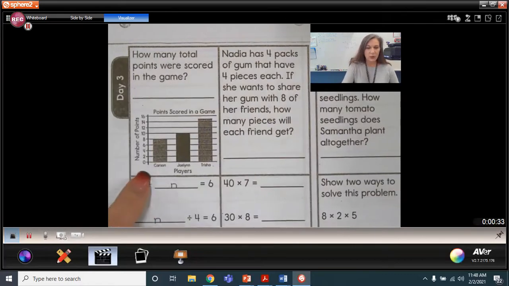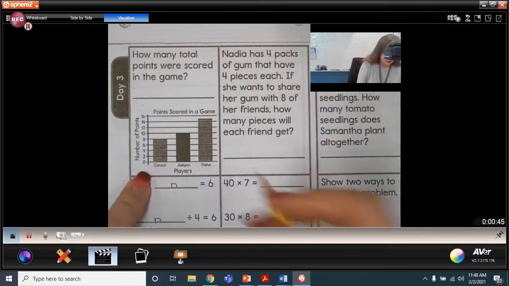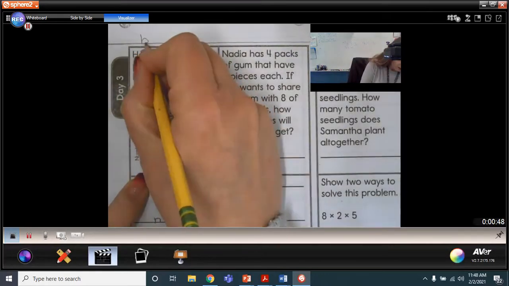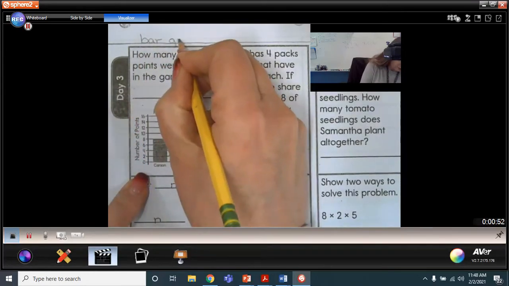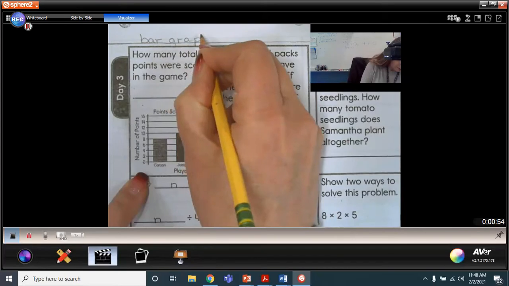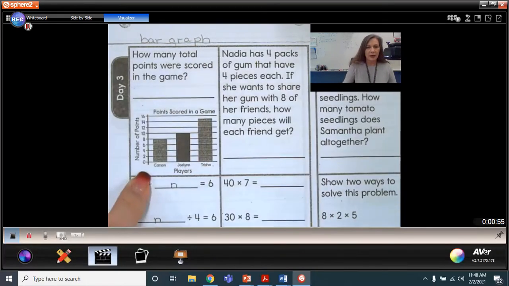And you will notice that we are working with a graph. Now, does anybody know what kind of graph this is? If you said a bar graph, you would be correct. So today we are going to look at information or data. Data is information, and we're looking at it based on a bar graph.